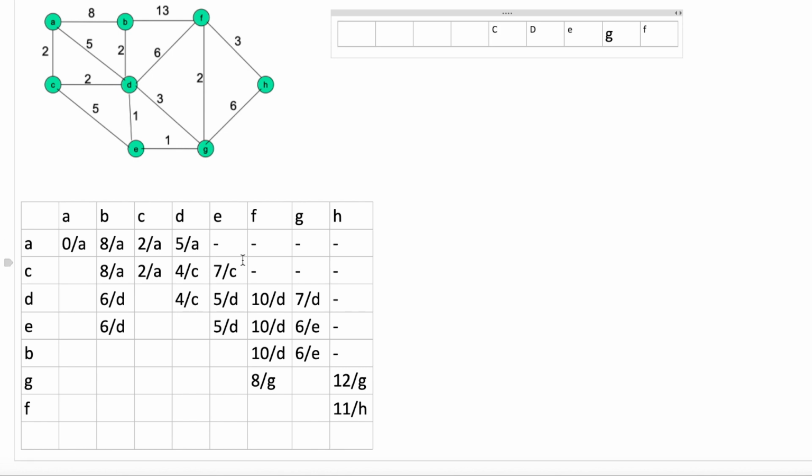So write C here, and next look through the C column and its minimum is 2 and it's coming via A. So that's it. A, C, D, E, G, F is the shortest path from A to F.